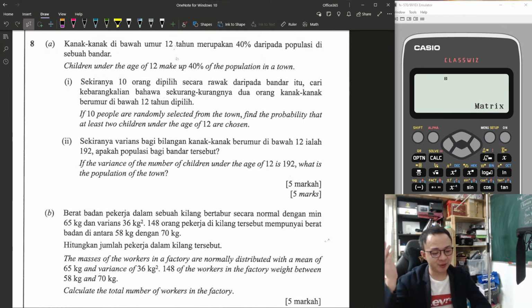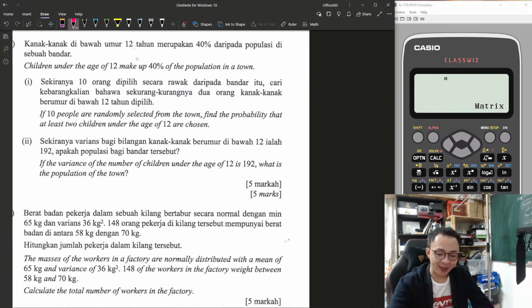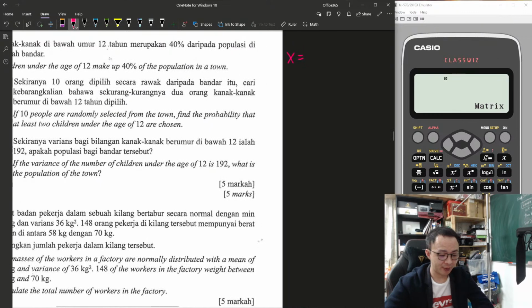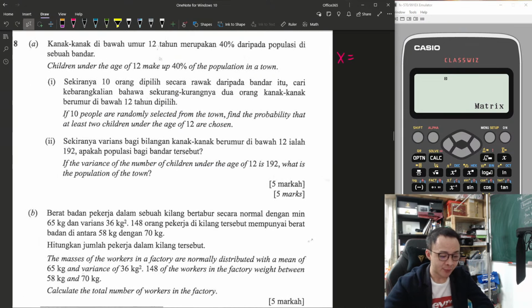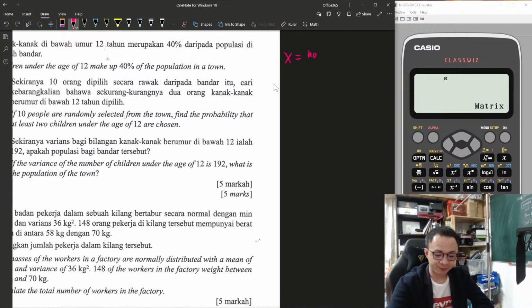If 10 people are randomly selected from the town, find the probability that at least 2 are children under the age of 12. Okay, one of the things is, let's say x is the number of children under 12 years old.